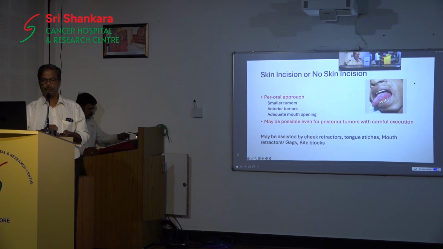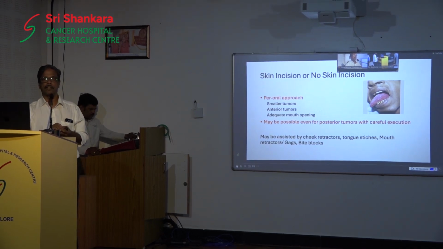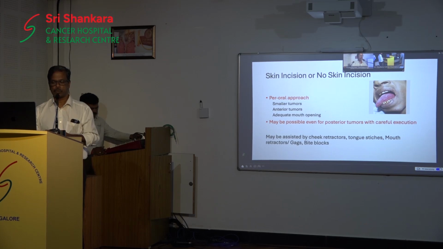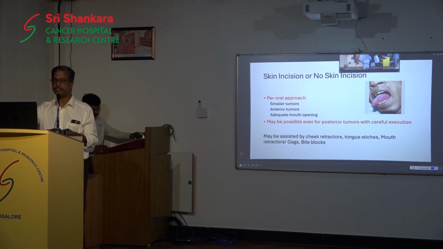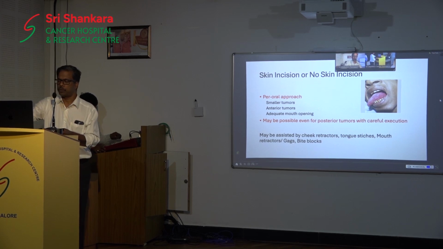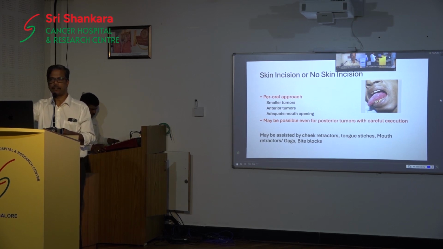So the first question would be whether to take a skin incision or not. A per-oral approach can be used for smaller tumors, anterior tumors with adequate mouth opening. And it may even be possible for posterior tumors if it can be carefully executed. Some assistance can be provided with cheek retractors, tongue stitches, mouth retractors, and gags. So many times we can do it without an incision.